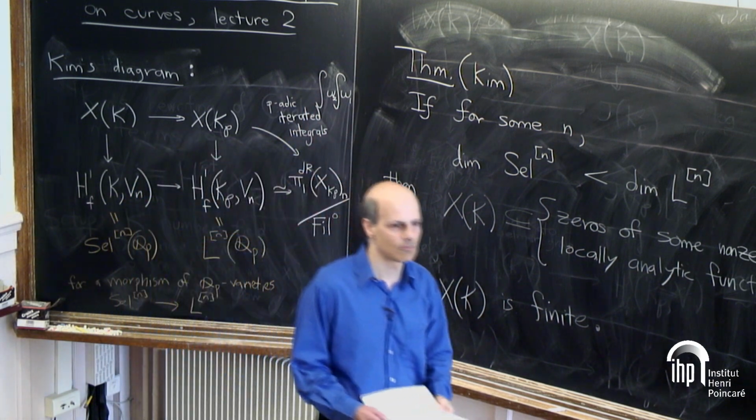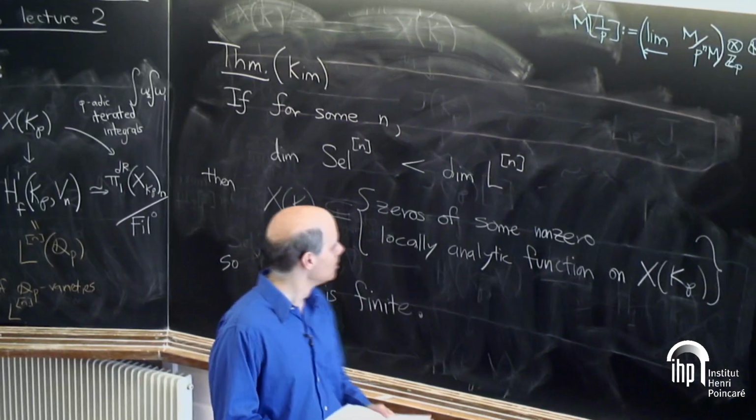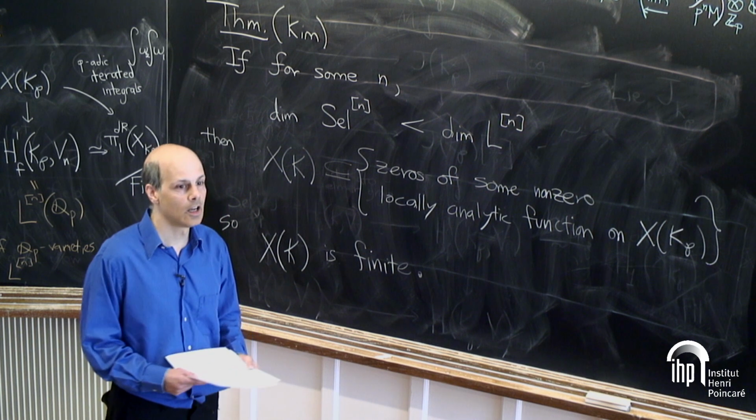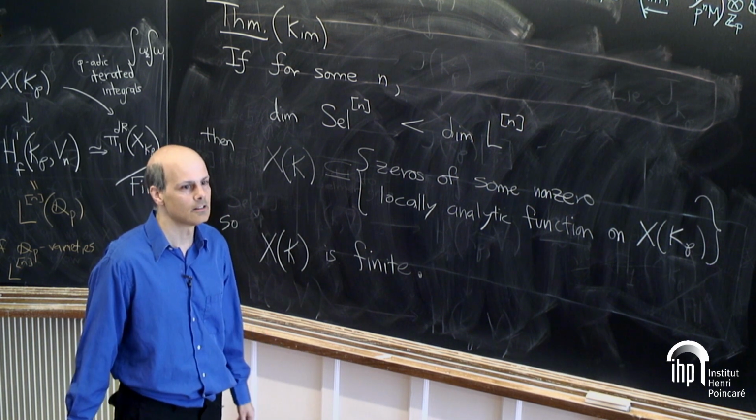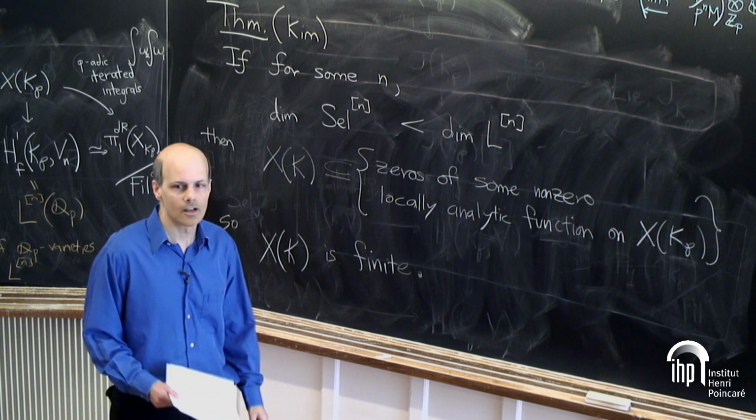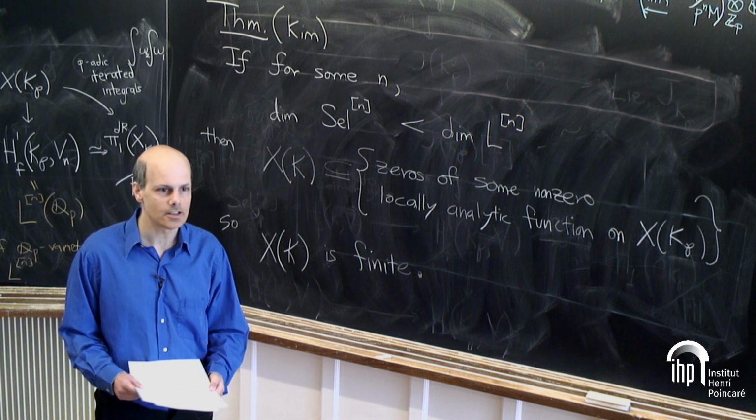So you mentioned that we understand the dimension of L_n. Is it just some formula in n and the genus? Yeah, it's just some formula in terms of n and the genus. Okay, any other questions?